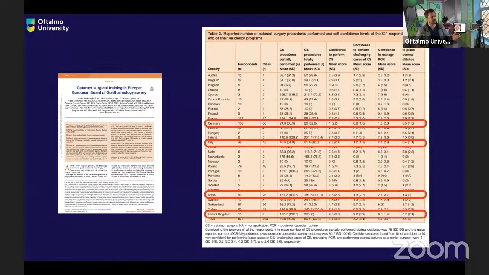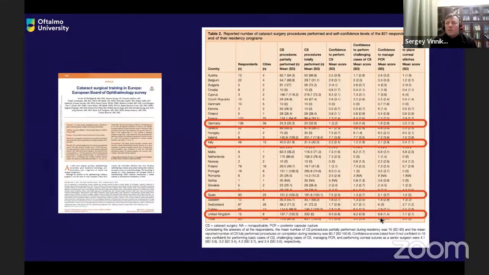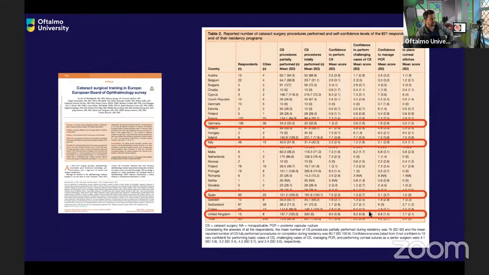Look at the number of surgeries you can get, as you can see here. They can get 137 cases partially, and then they go to 300 cases by themselves. And in these columns, you see the high confidence they have, not only in normal cases, but in complex cases and complications. But that's a 7-year training system. 7 years? Yes, of residency. Then in Spain, it's a 4-year residency, and they do fewer cases.